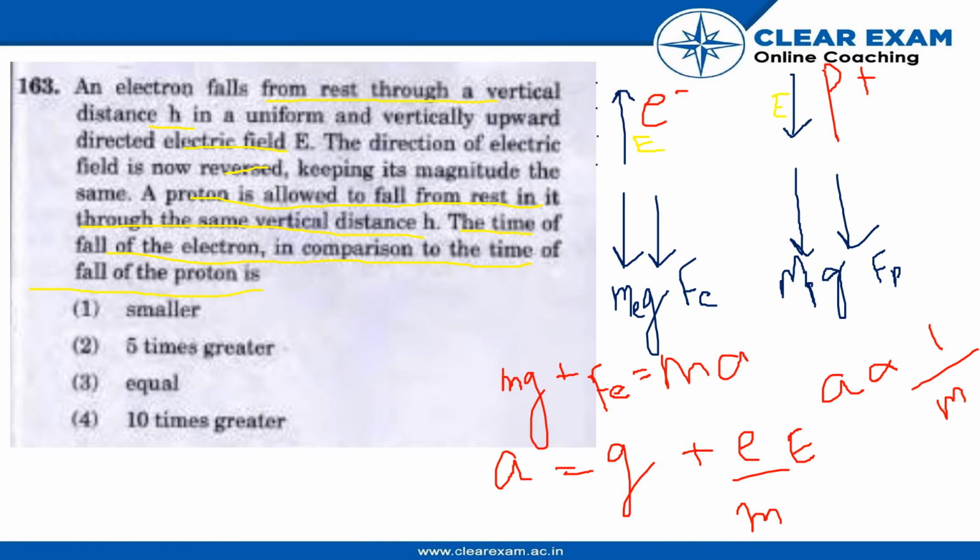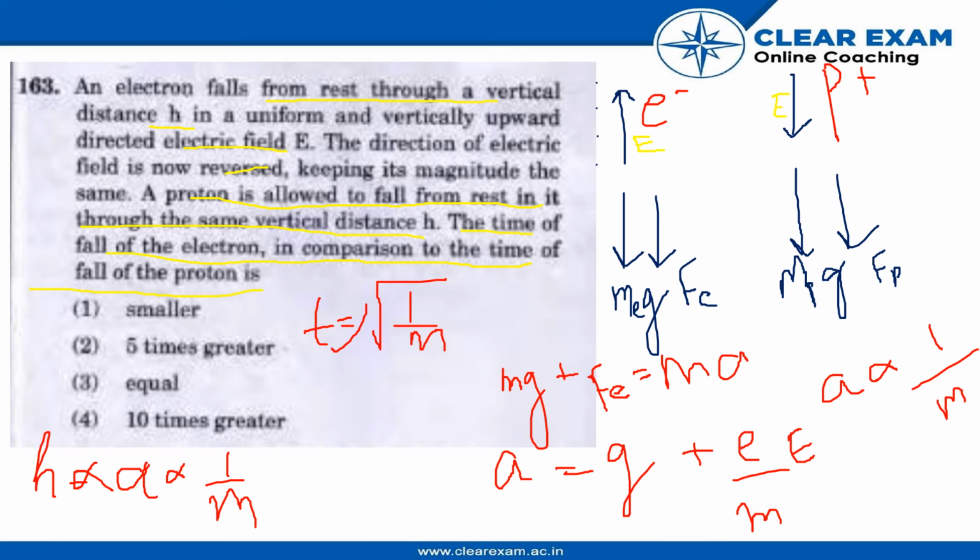Now, if a is inversely proportional to M, then since h equals half a t squared, h is directly proportional to a, which means it's inversely proportional to M. Now, t equals under root 2h by a. So if you look at that, t is proportional to under root 1 by M.